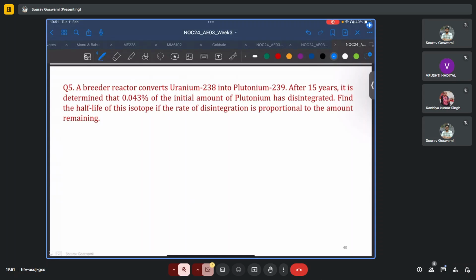Okay. So the question says a breeder reactor converts uranium 238 into plutonium 239. After 15 years, it is determined that only 0.043% of the initial amount of plutonium has disintegrated. Find the half-life of this isotope if the rate of disintegration is proportional to the amount remaining. So we will have to make an effort to translate this word problem into some mathematical equation which we can then solve.